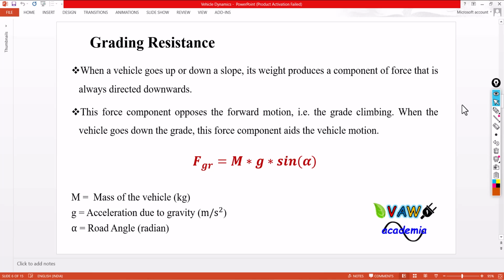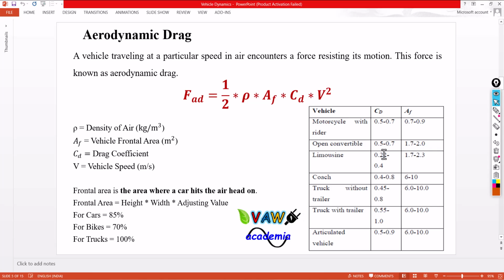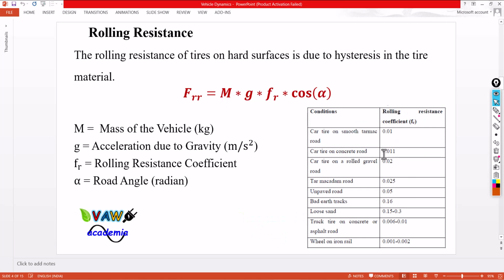The third one is grading resistance. It is also called uphill resistance. When a vehicle goes up or down a slope, its weight produces a component of force that is always directed downwards. The formula to find grading resistance is m into g into sine alpha. Here, m is the mass of the vehicle, g is acceleration due to gravity, and alpha is the road angle in radians. This equation is very similar to equation number 1, that is rolling resistance.